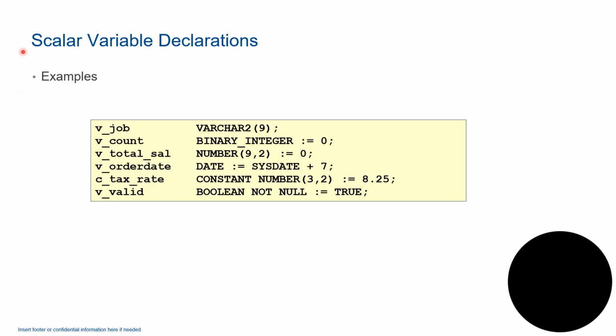As you can see, here are some scalar variable declarations as examples. v_job is a VARCHAR2 of 9 characters. v_count is a BINARY_INTEGER which we have assigned as 0. v_total_salary can take a NUMBER of 9 digits up to 2 decimal places. v_order_date is of DATE, SYSDATE plus 7, so if today's date is 1st January, SYSDATE plus 7 would be 8th January. c_tax_rate is a constant NUMBER of 3 digits with 2 decimal places, so 8.25. v_valid is a BOOLEAN type, NOT NULL, which we have assigned as TRUE.